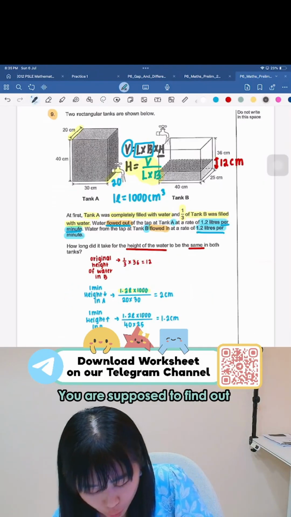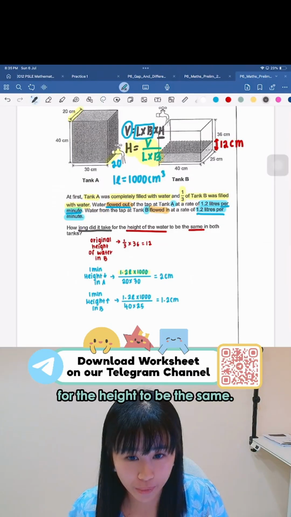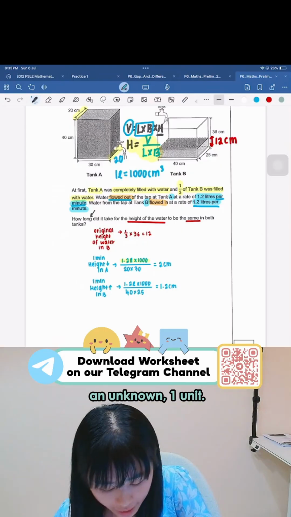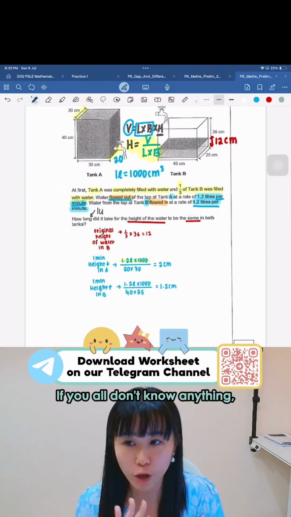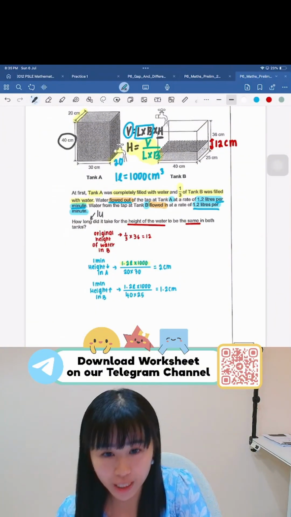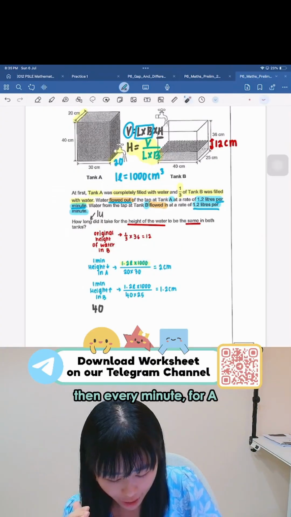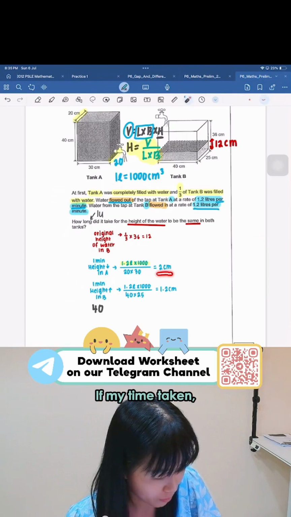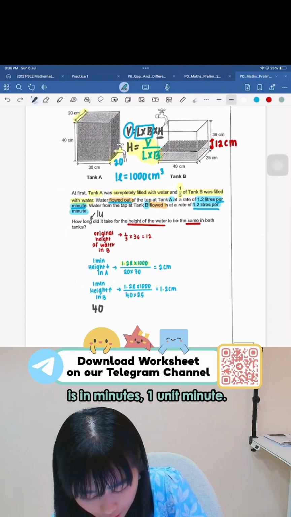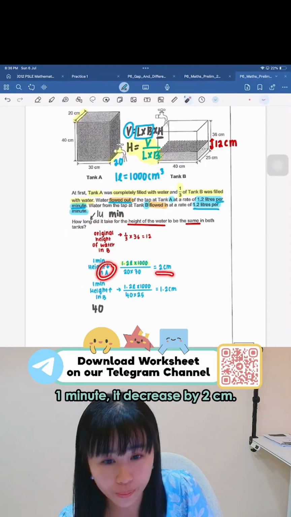You are supposed to find out how long it will take for the height to be the same. I'm going to let the time, how long it takes, be like an unknown, 1 unit. If you all don't know anything, usually you let it be 1 unit, right? For tank A, agree with me, everybody, it started at a height of 40. Then every minute, for A, it is decreasing by 2 cm. If my time taken, how long it takes, is in minutes, 1 unit minute, 1 minute, it decreased by 2 cm.